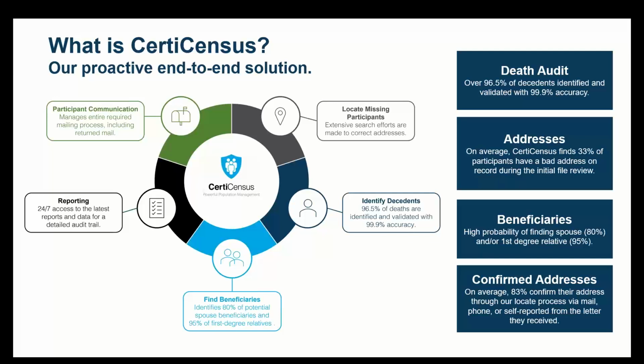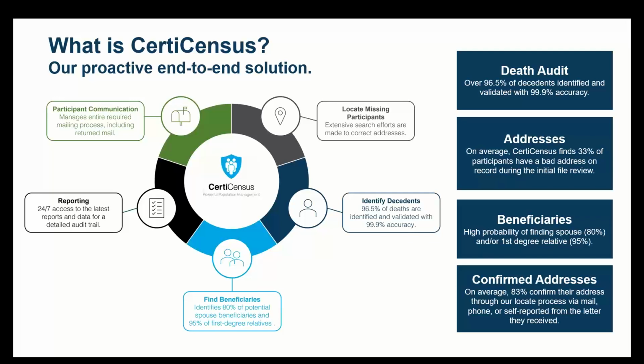A few years ago, early in January of 2021, the Department of Labor released guidance for missing participants. This applies to plan sponsors with active defined contribution and defined benefit plans. Essentially, what we've done is we took our process and incorporated those best practices to provide a timestamp audit trail of the steps taken and the outcome for each participant within CertiCensus.